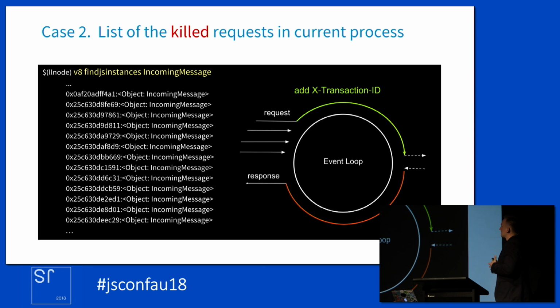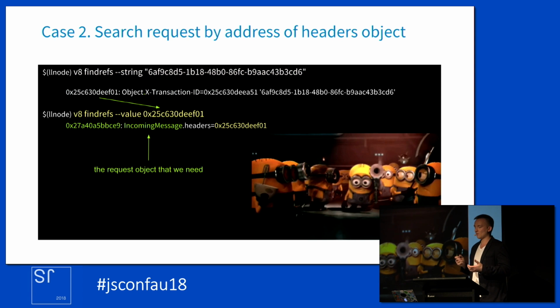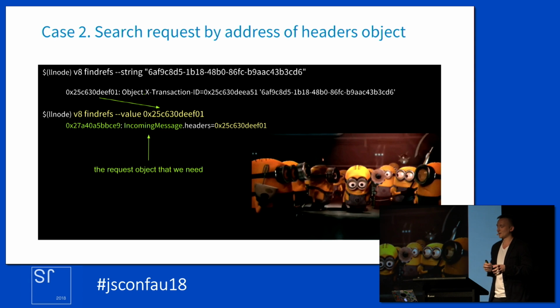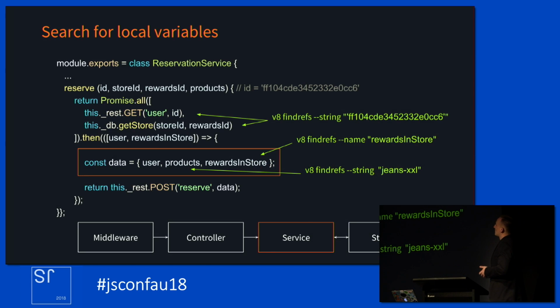In this case, we use a unique request ID, which we store in the header in X-Transaction-ID, to find the right one. And we can get this value from our logs. And find which object has a reference to this string, to this value, with the command findrefs --string. And we have a headers object. So let's find the parent object of this header. And using the command v8 findrefs with the value and address of headers, we found the IncomingMessage as the request that we need. So that was easy.